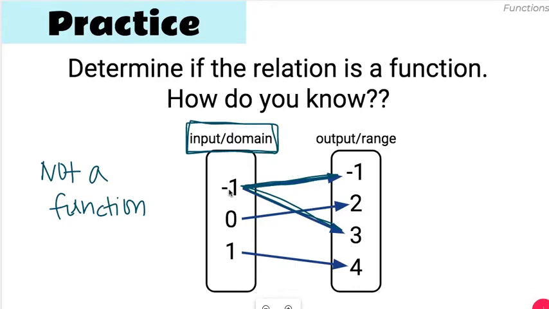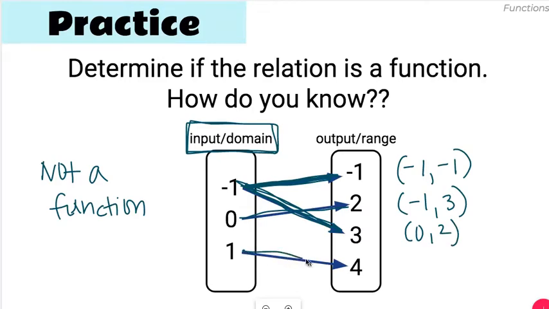So if you get confused, write the ordered pairs down. This first arrow up top means -1 maps to -1, which means I have an ordered pair -1, -1. The second arrow says -1 also maps to 3. 0 maps to 2, and 1 with 4. They're my ordered pairs. And if you look, see this? That's a problem. I cannot have repeaters here. That makes it not a function.